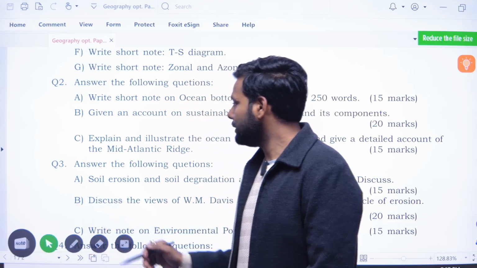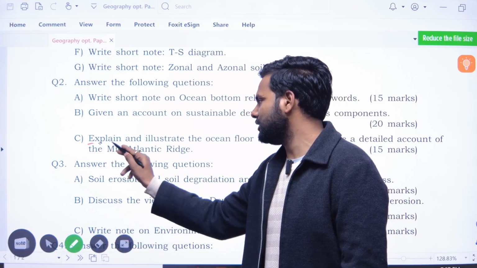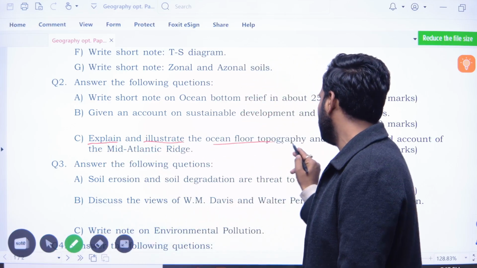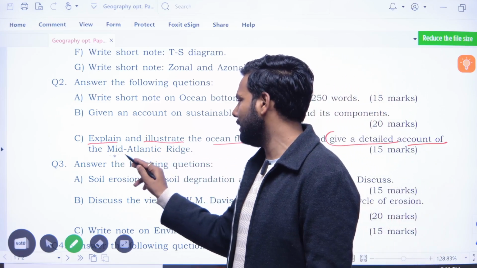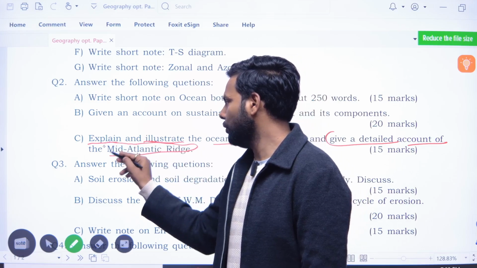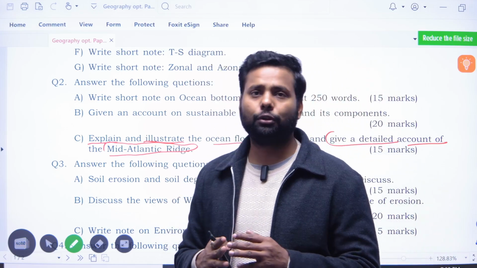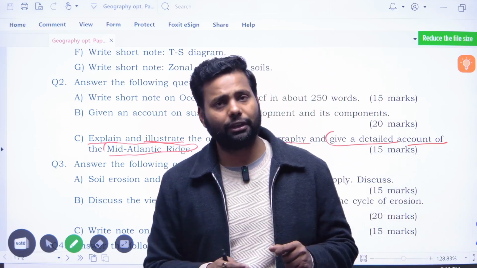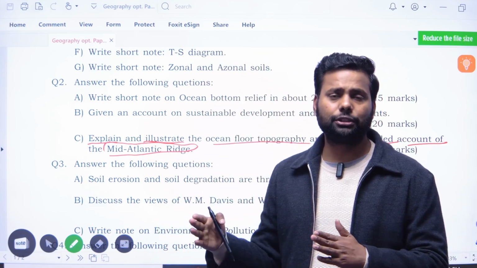Okay, now we are moving forward to another question. The next question is: explain and illustrate. Firstly, find the key words. Explain and illustrate the ocean floor topography and give a detailed account of the Mid-Atlantic Ridge. In this question, the discussion is on ocean floor topography, ocean bottom topography, with a special mention of the Atlantic Ocean and the Mid-Atlantic oceanic ridges.